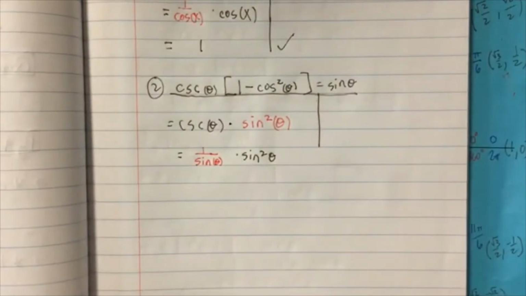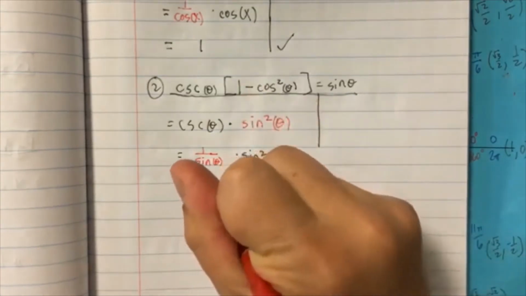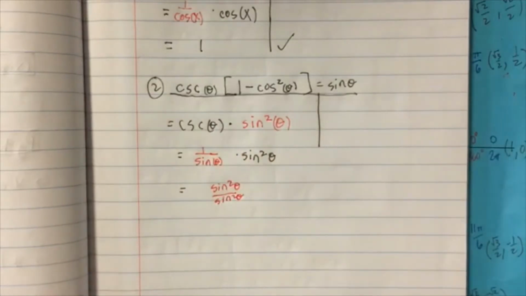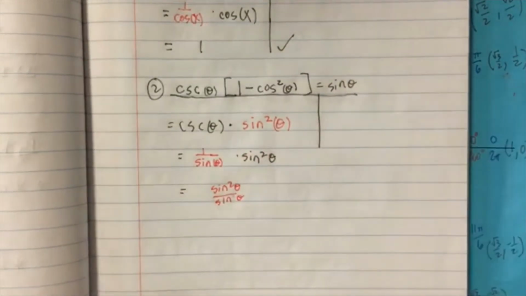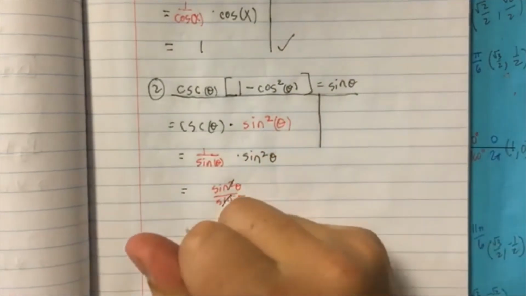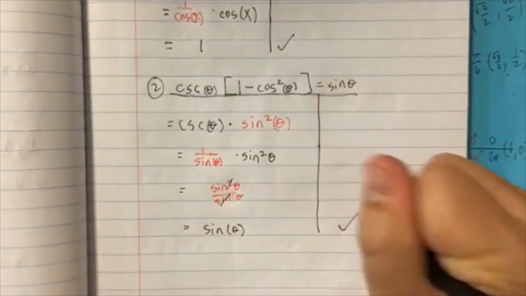And then you can multiply those to get sine squared theta over sine theta. Oh wait, oops. There's just 1 sine theta on the bottom, not 2. So if you had something like x squared over x, what happens? Yeah, one of the x's cancel out, right? Same deal here. If you have sine theta times sine theta over sine theta, one of the sine thetas will cancel out, and you're just left with sine theta, which is what we have on the right-hand side. So we're done.